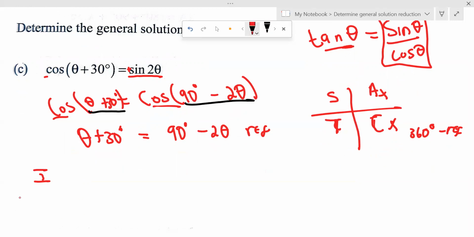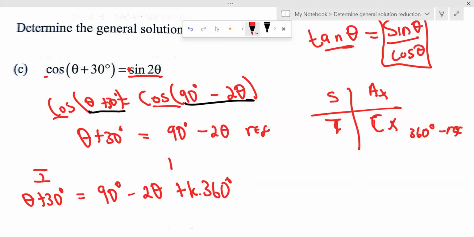So we have theta plus 30, which is going to be equal to 90 degrees minus 2 theta, plus K multiplied by 360 degrees. And then we can say K is an element of all the integers. It's fine, okay? Now, then we go and simplify.